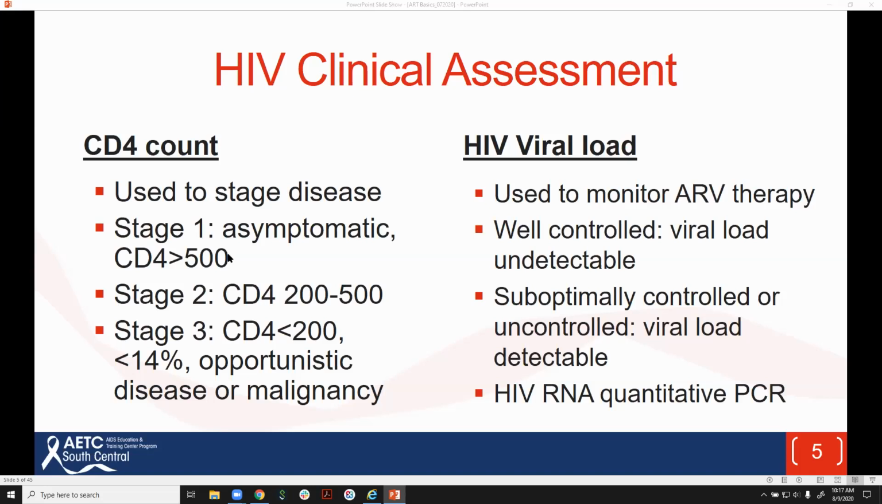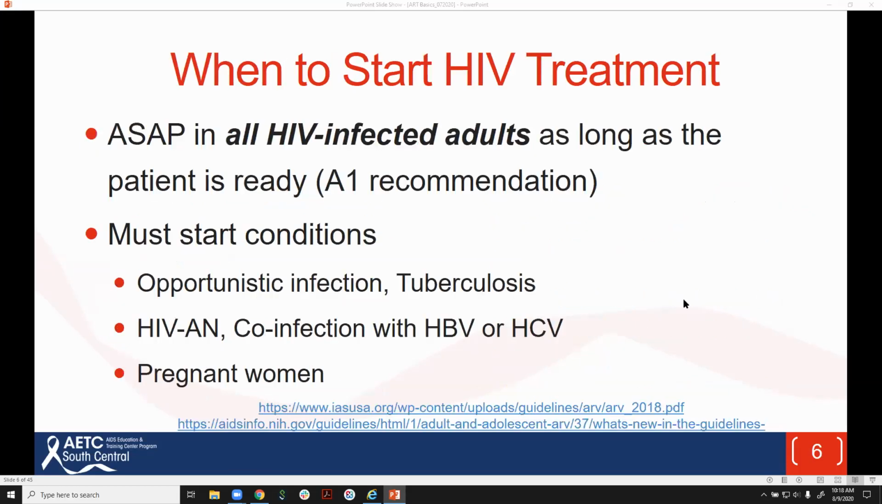So I can have someone with stage 1 well controlled. I can also have a stage 1 uncontrolled, let's say if they're not on their antiretroviral therapy. And in addition, I can have someone with stage 3 HIV who's well controlled, and let's say they're just starting to rebound their CD4s, or I can have someone stage 3 uncontrolled. So those are two key parts in our description of HIV.